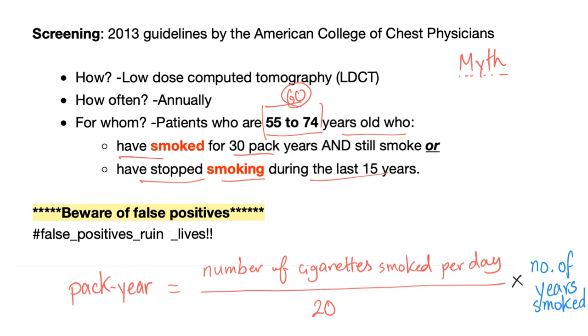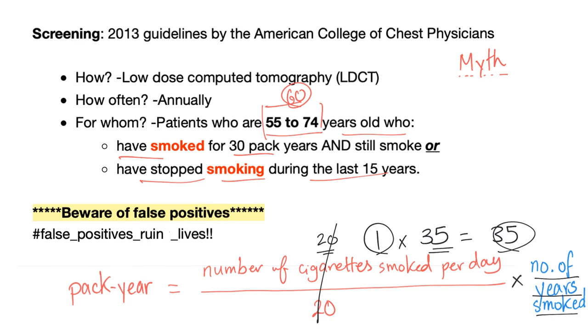Let's say a patient says, doctor, I smoke around 20 cigarettes a day, about a pack a day. Okay, 20 divided by 20 is 1. How many years have you been smoking, sir? I've been smoking for 35 years. So a pack a day for 35 years equals 35 pack years. Is this greater than 30? Yes. This patient should be screened for lung cancer. How would you screen them? Low-dose CT scan. How often? Every single stinking year. Be very careful of false positives, because false positives ruin lives.